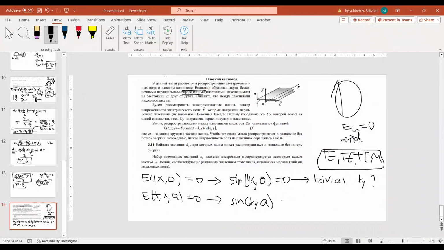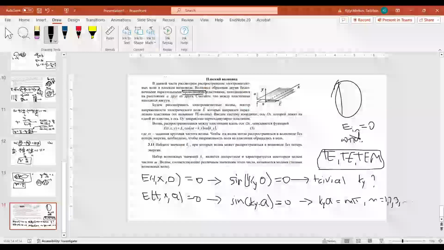If you solve particle in a box, it's basically this problem. It should be 0. So for this to be 0, what should be the case? ky times a, at y equal to a, should be an integer multiple of pi, where m can go to 1, 2, 3, and infinite integers.